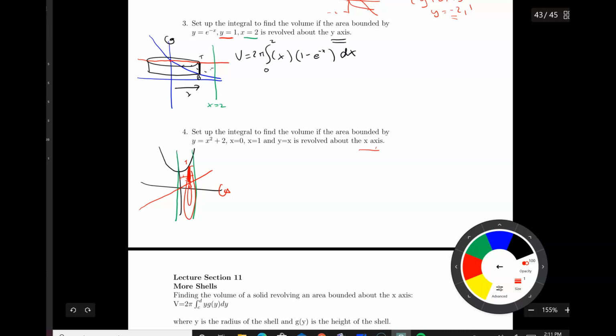So when I'm doing the perpendicular, that means I'm doing volume by discs or washers. So I'm going to set up the framework. So it's going to be dx integration. So the outside radius will be the center to the outside. So that's x squared plus 2. And subtract off the inside, x. And then from 0 to 1.